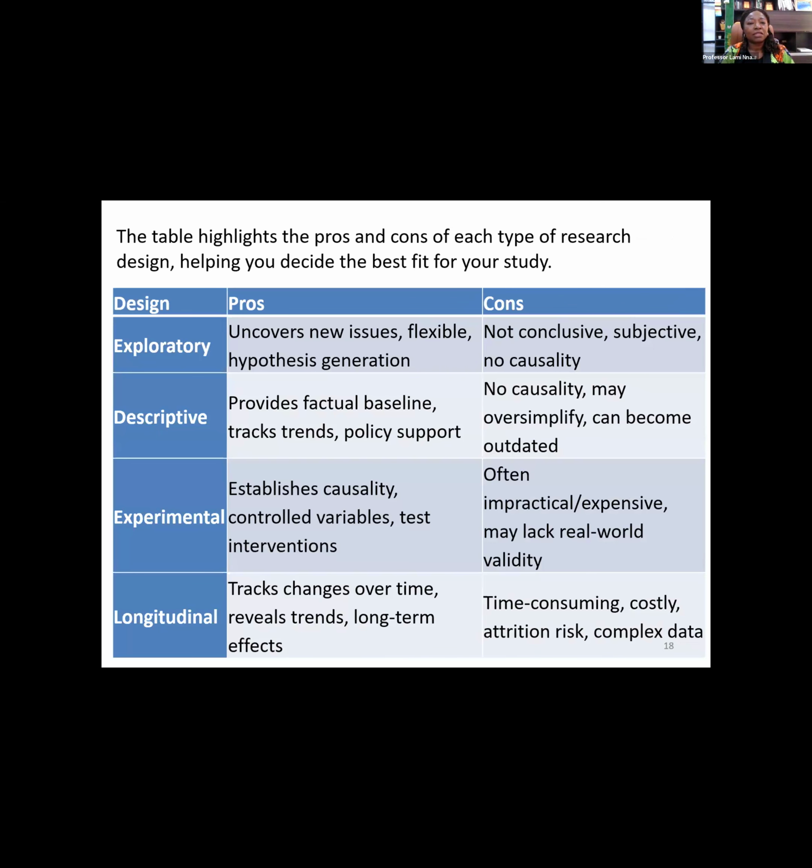So this table highlights the pros and cons of each type of research design, okay? Of all those four. So it reveals trends, long-term effects. It's time-consuming, it's very costly, and the risk of attrition is high. Attrition means you could just abandon it after some time, or some things will just drop off. So the risk is very high because you could just pursue other interests, okay? And the data generated can be complex to analyze, all right?